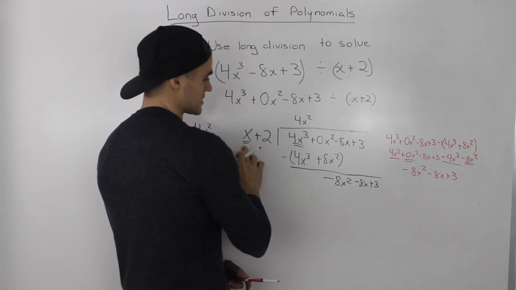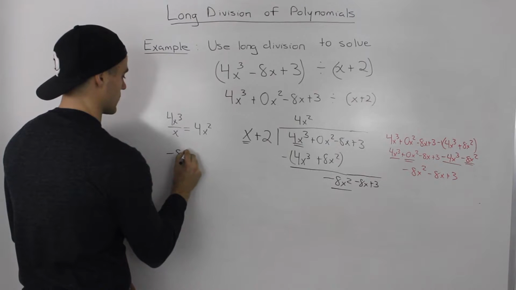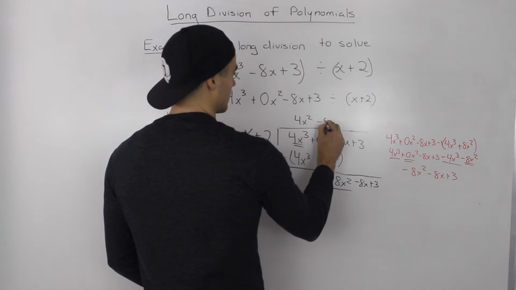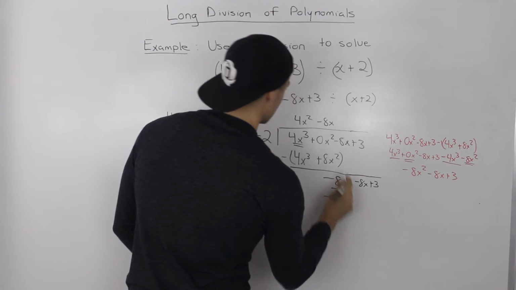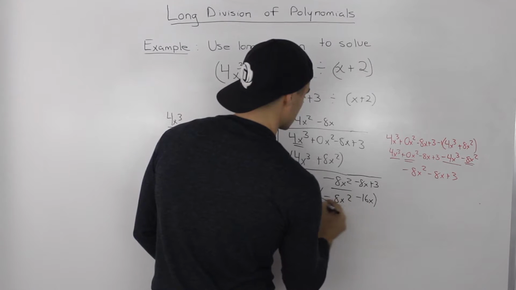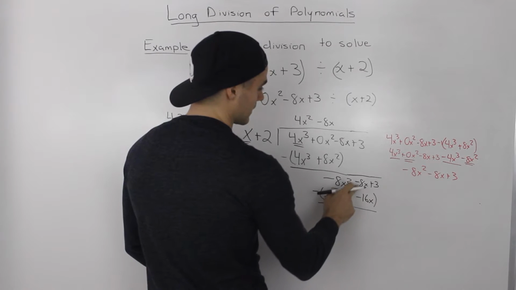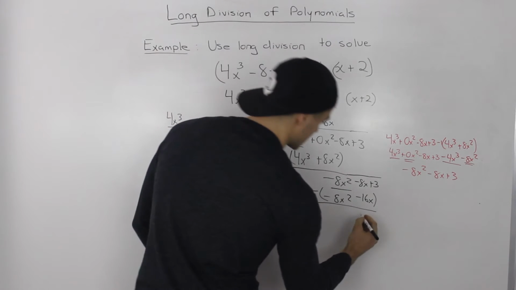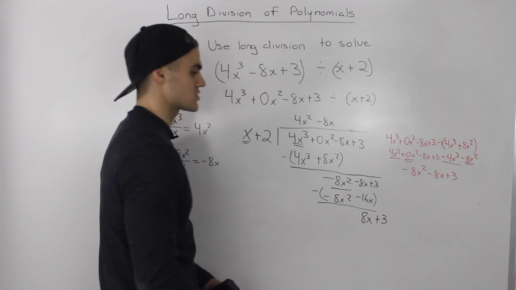So now we check how many times does x go into negative 8x squared. So negative 8x squared divided by x, that ends up giving us negative 8x. So negative 8x goes here. Negative 8x times x is negative 8x squared. Negative 8x times 2, that's negative 16x. So when we subtract these, the negative 8x squared minus negative 8x squared, those cancel out to 0. Negative 8x minus negative 16x is the same as negative 8x plus 16x, which gives us positive 8x. And then bring the 3 down, that gives us 8x plus 3.